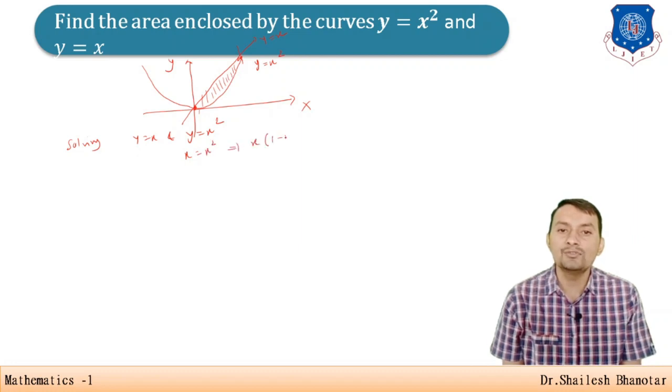So taking x common, you will get x(1 − x) = 0, and from this you get x as 0 and 1, and correspondingly y is 0 and 1. So you have two intersection points, that is (0, 0) and (1, 1). This is our origin (0, 0) and this is (1, 1). Our target is to determine the area.